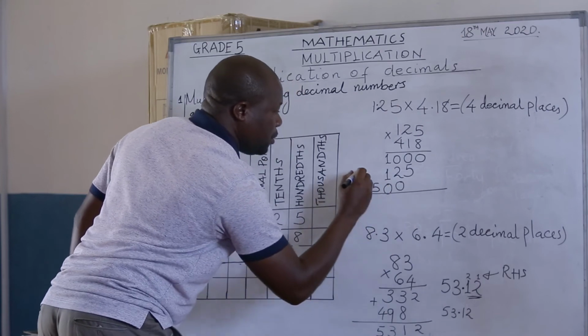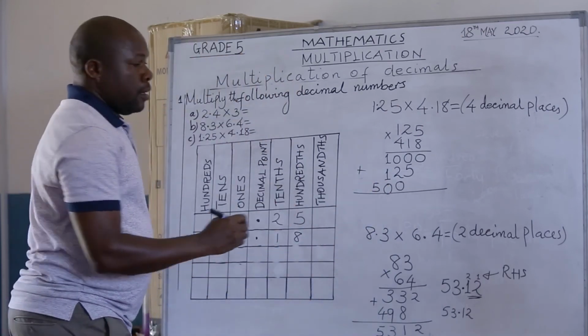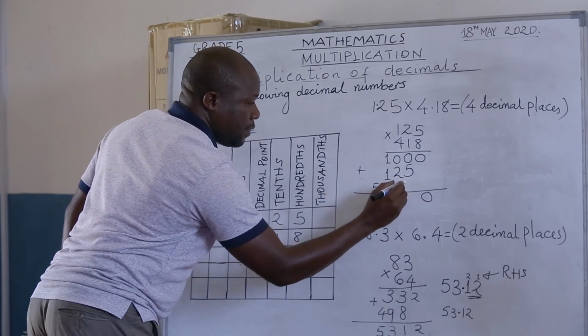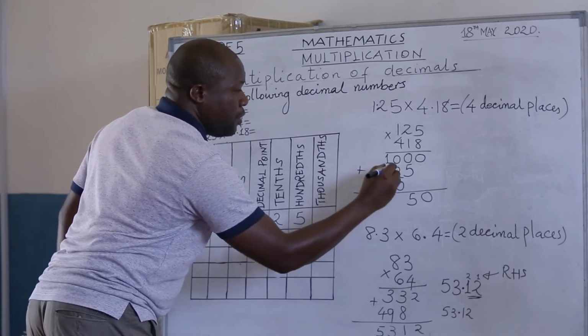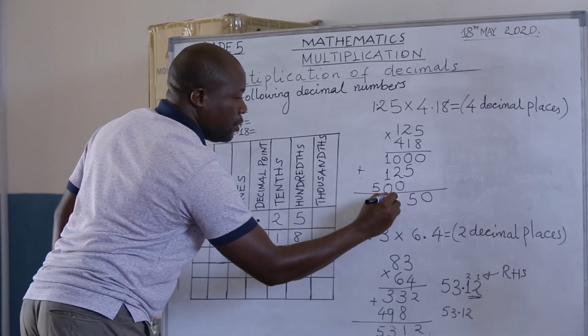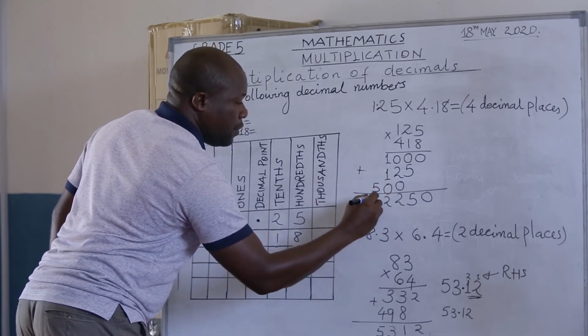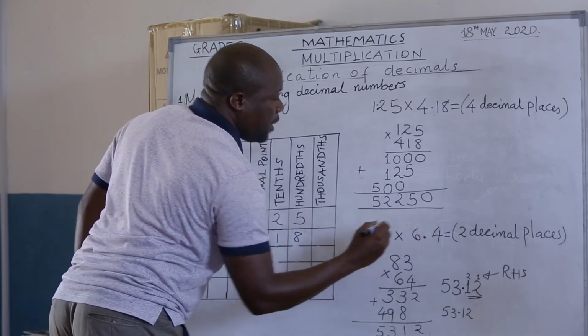Let us put together. Drop 0. Then 0 plus 5 plus nothing there will be 5. 0 plus 2 plus 0 will be 2. 1 plus 1 plus 0 will be 2. Then bring 5 down there.